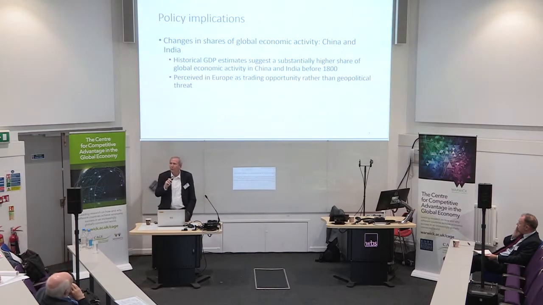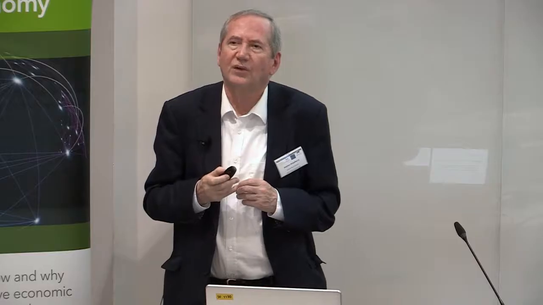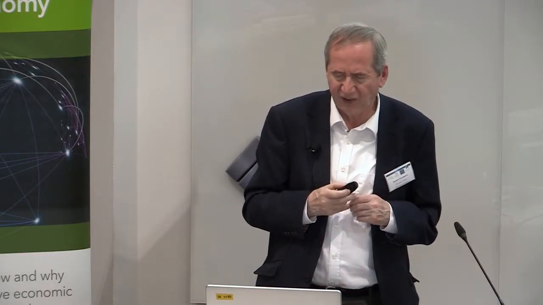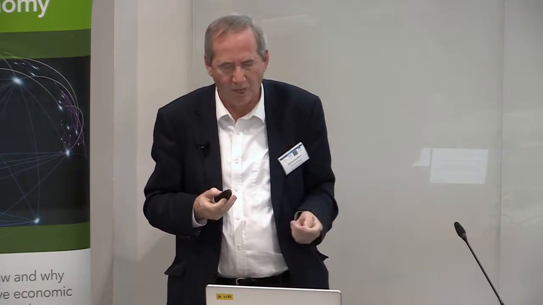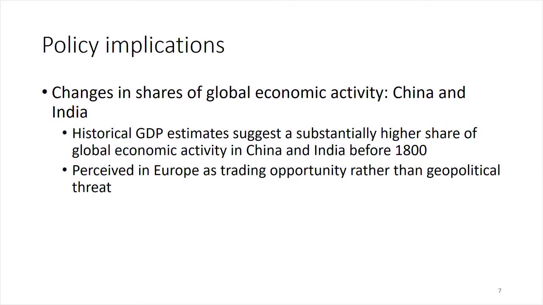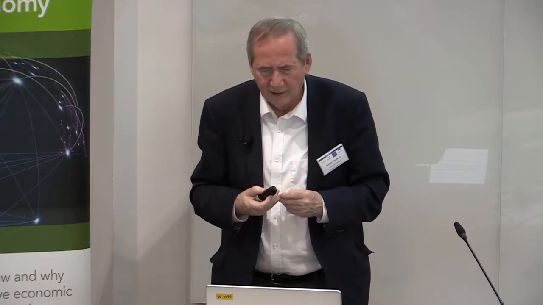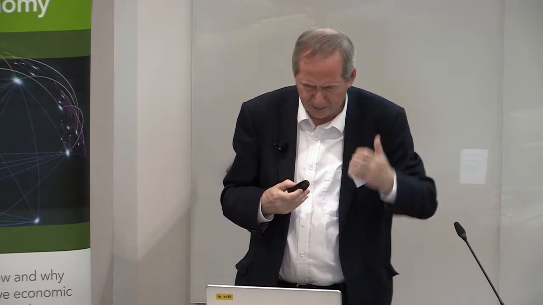Lastly, let me just say these revised estimates of GDP per capita have quite important implications for shares of global economic activity. We had a hugely higher level of per capita income in China at the year 1000 than what Maddison thought, perhaps 2.5 times higher. So actually the shares of China and India before 1800 are much larger than people have been thinking. And interestingly, this was perceived in Europe at the time not as a geopolitical threat, but as a trading opportunity. Maybe we need some thinking along those lines now.